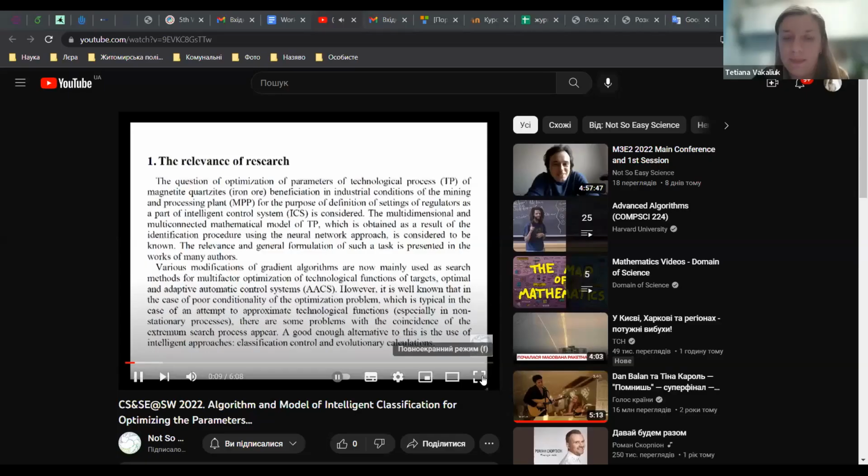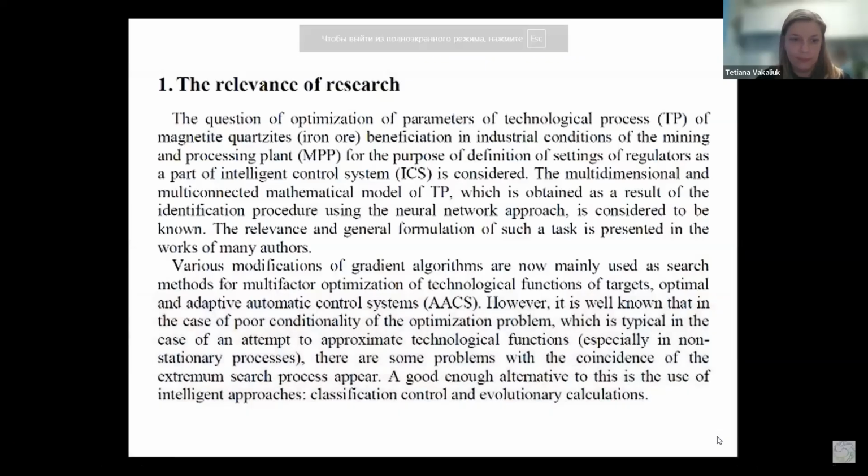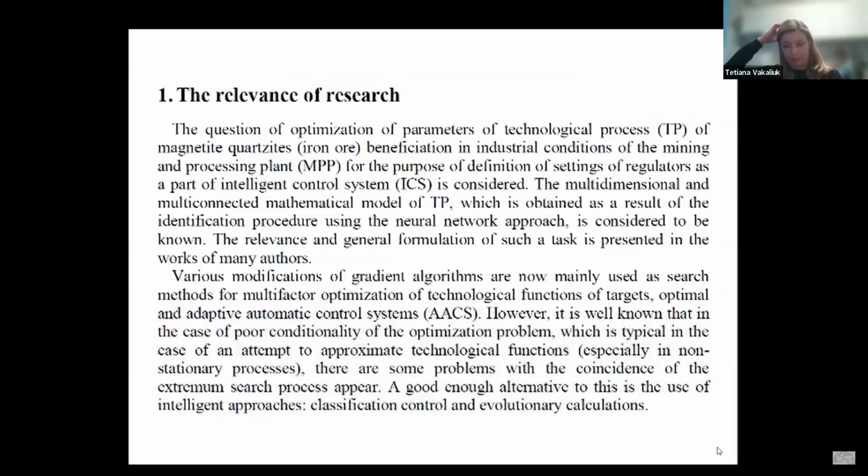Beneficiation of magnetite quartzites, iron ore, in industrial conditions of the mining and processing plant, MPP, for the purpose of determining the settings of regulators as a part of an intelligent control system, X, is considered. The multidimensional and multi-connected mathematical model of TP, obtained as a result of the identification procedure using the neural network approach, is considered to be known.